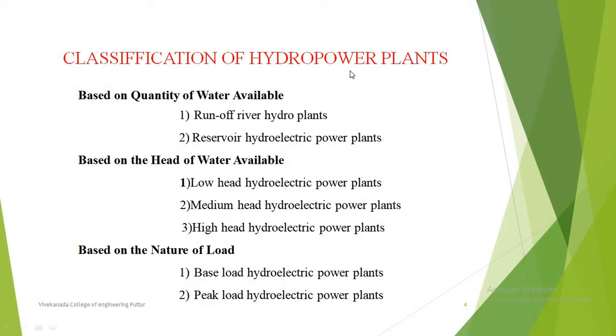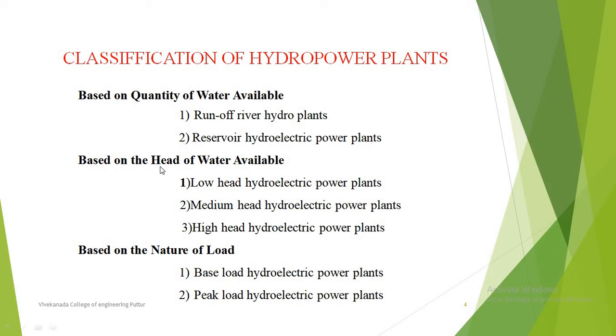The next one is classification of hydropower plants. There are different types. The classification is based on the quantity of water available. There are two types. The first one is run-of-river hydro plants. Here a dam is not constructed. The flowing water is used to generate the electricity. The second means a reservoir, where a dam is constructed. The reservoir formed from this is used to generate the electricity.